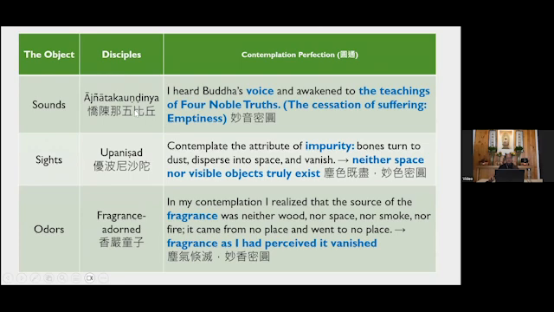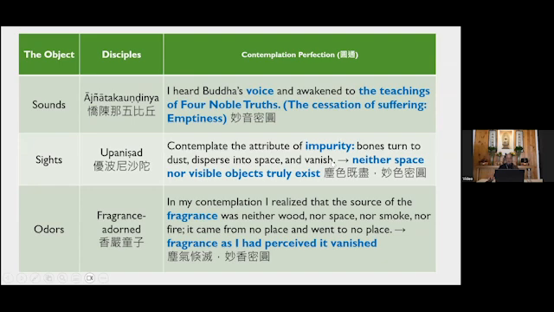For example, the sound: Kaundinya, one of the 5 Bhikkhus. You hear the Buddha's voice, and awaken to the teaching of the 4 Noble Truths. Okay, so the sound, the content, is the element for him to reach enlightenment.